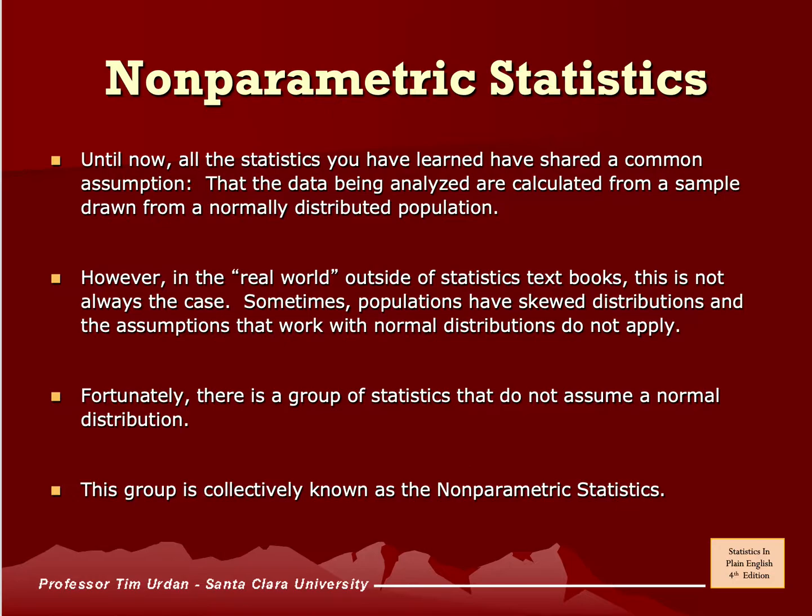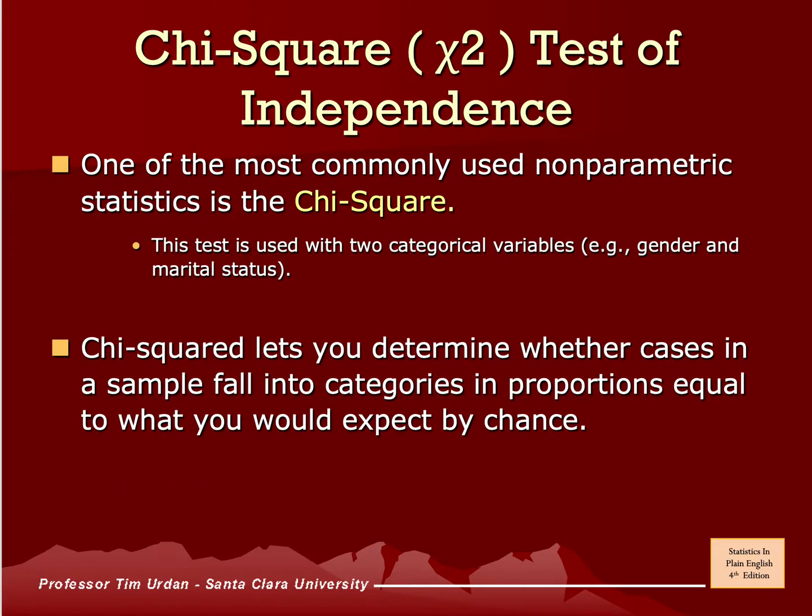So when we're doing real world stuff, we're making a lot of assumptions. Populations can have skewed distributions. For example, the population of the US, the age is very skewed. We're not normally distributed in age. And so the normal distribution assumption doesn't apply in those cases. So there's a subgroup of statistics that we can use when we do not assume a normal distribution. And we call that non-parametric statistics.